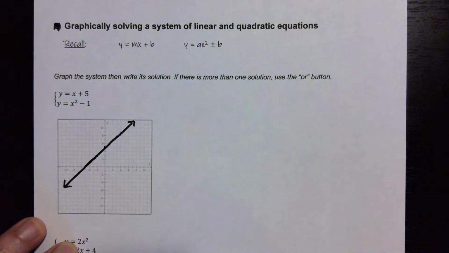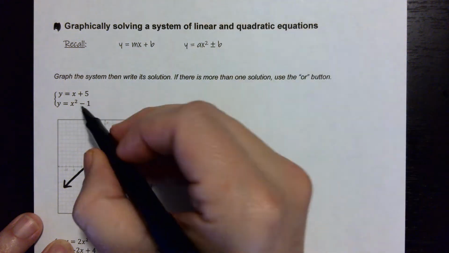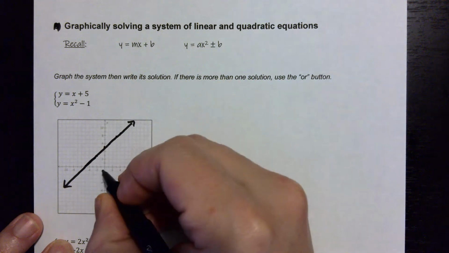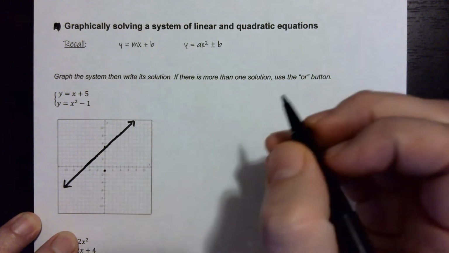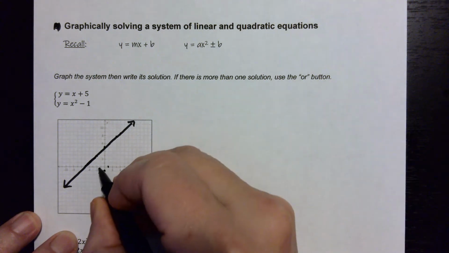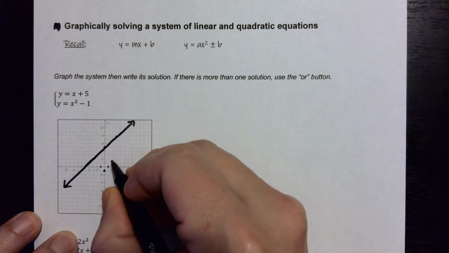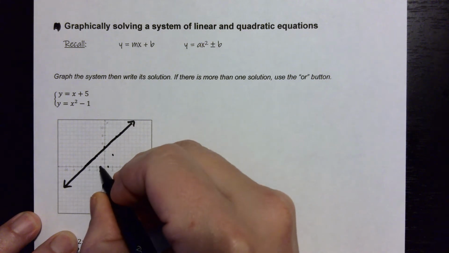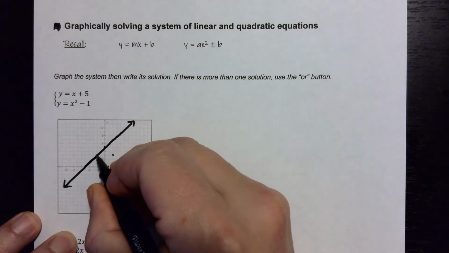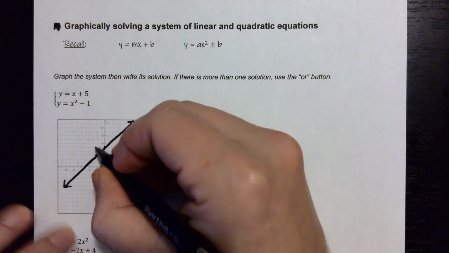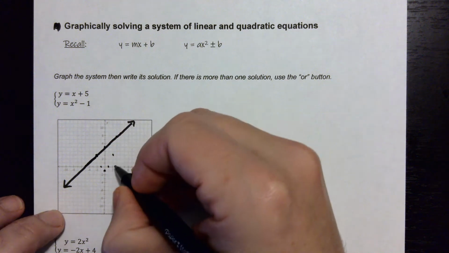Then we also have y is equal to x squared minus 1. That is quadratic. That's the parent function minus 1, right? So our vertex is going to be down here at -1. Then we've got this here, and then we've got this here. And it's going to look like this.